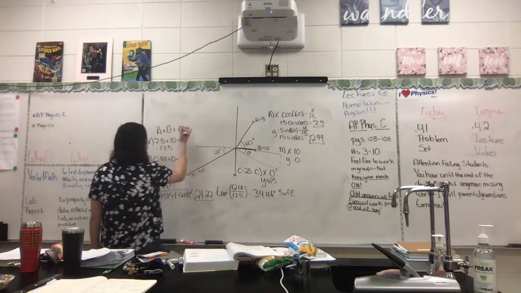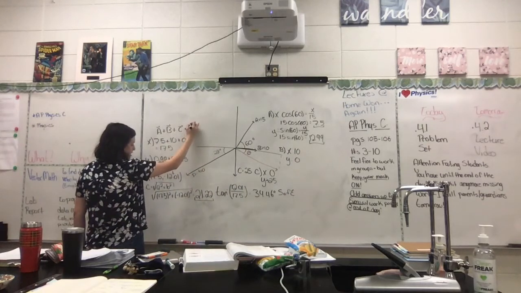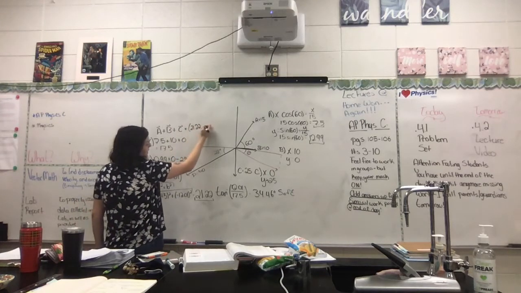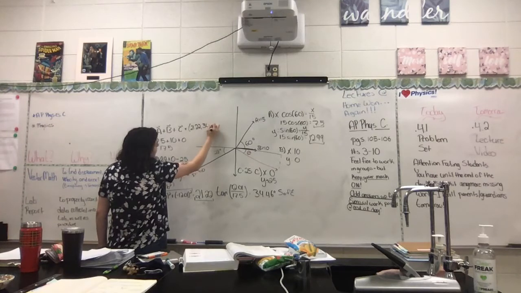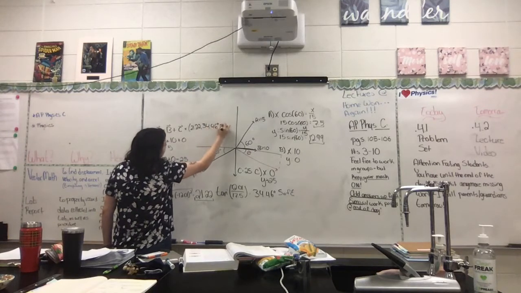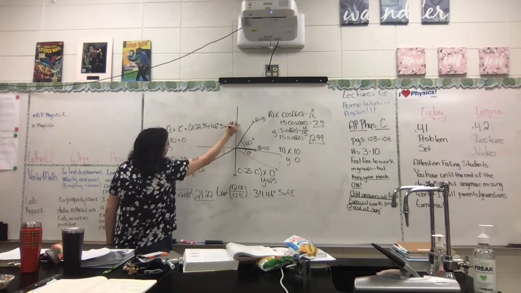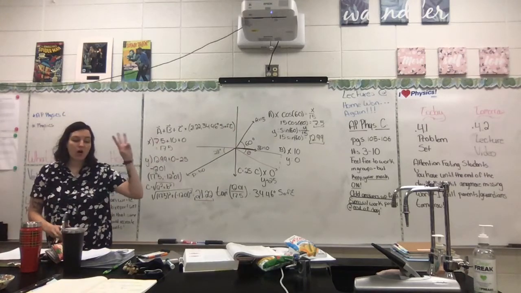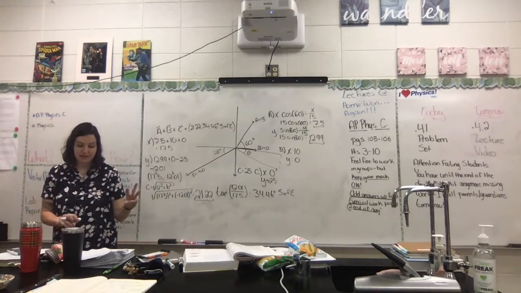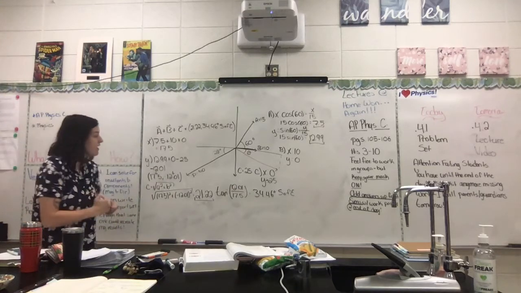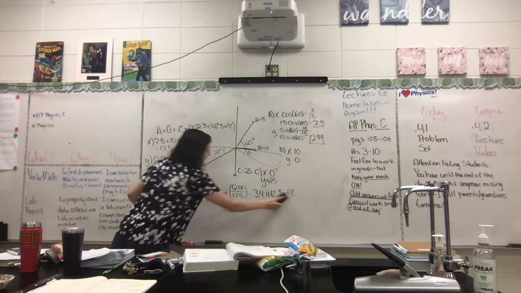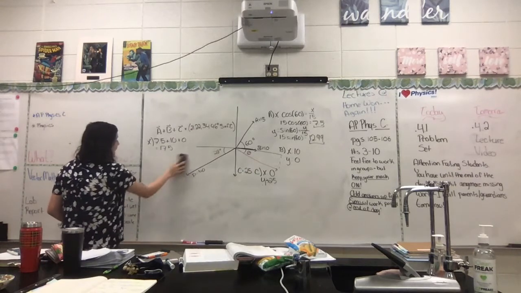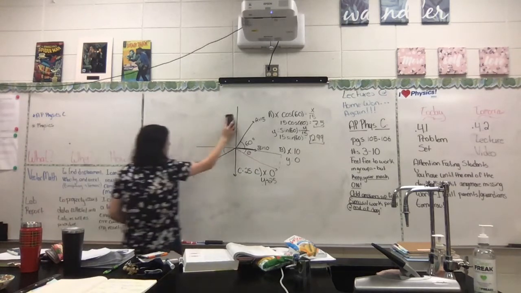Which means that this would be equal to 21.22 at 34.46 degrees south of east. And we just added together 3 whole vectors. Okay? Now, other than adding vectors, you can actually subtract vectors too.